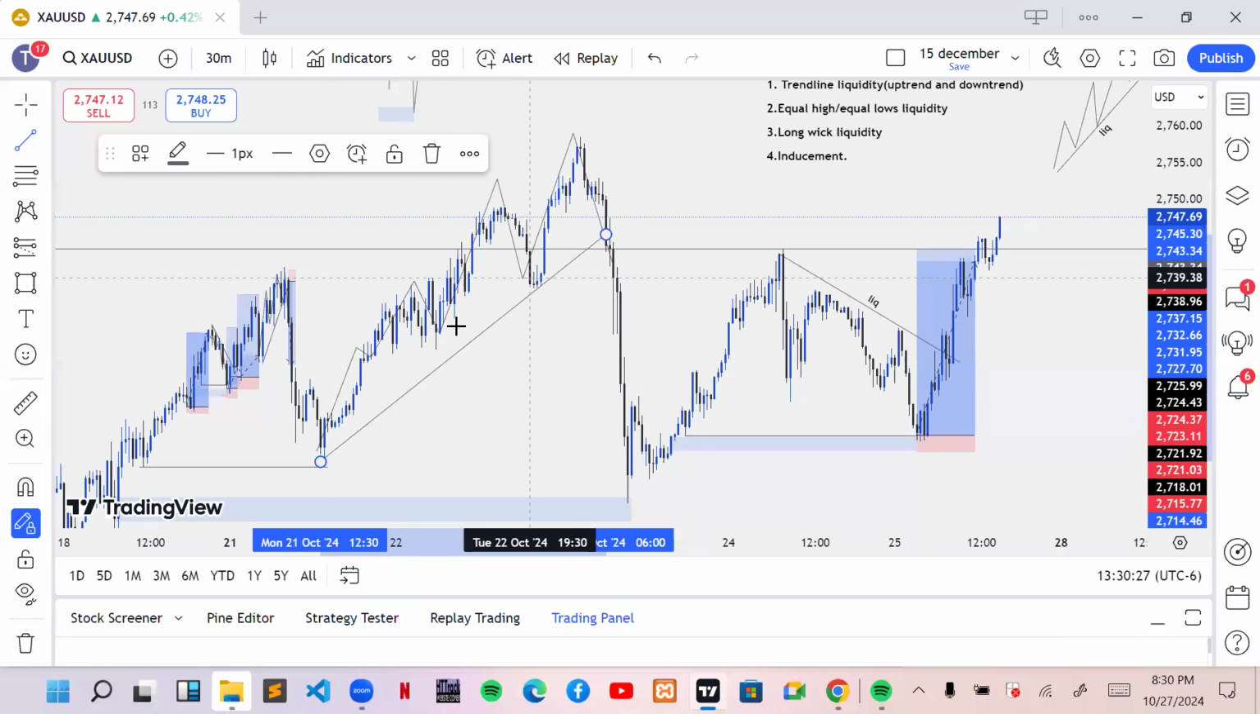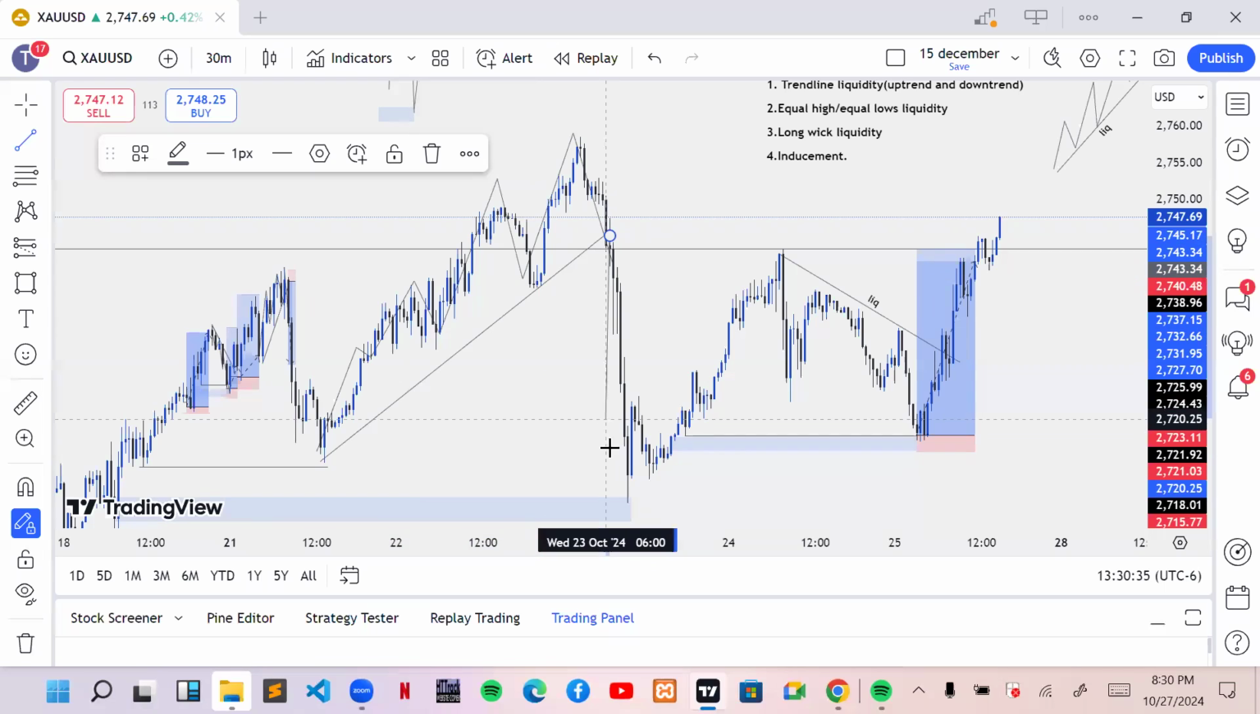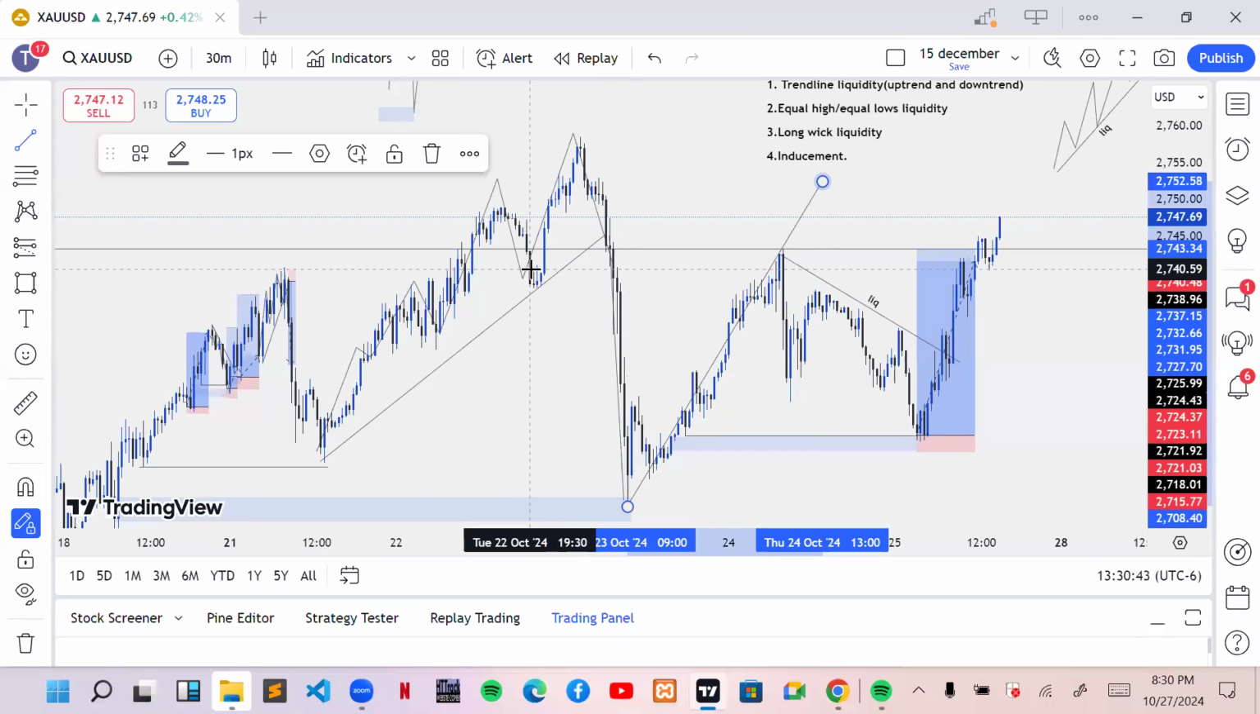Taking a buy here will be taken out. Taking a buy here will be taken out. Markets will eventually sweep this entire trend line liquidity. It was after market swept this entire trend line liquidity that it now started what? Reversing.